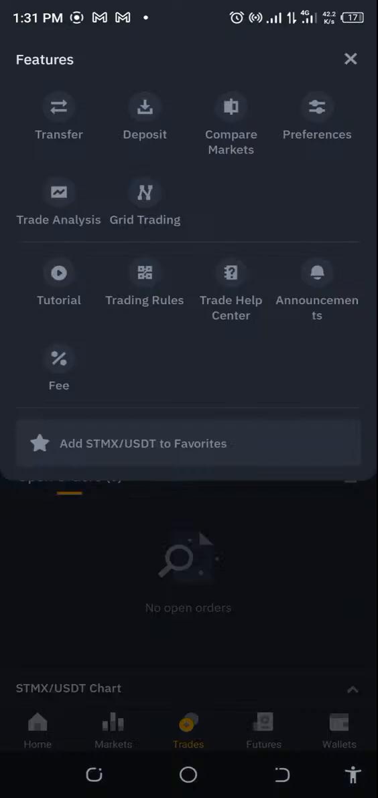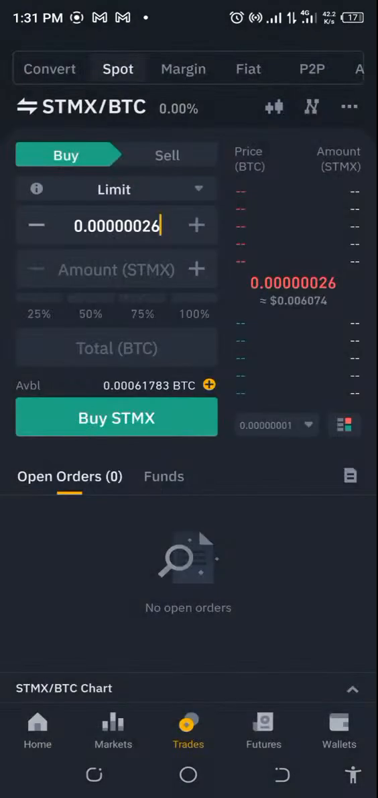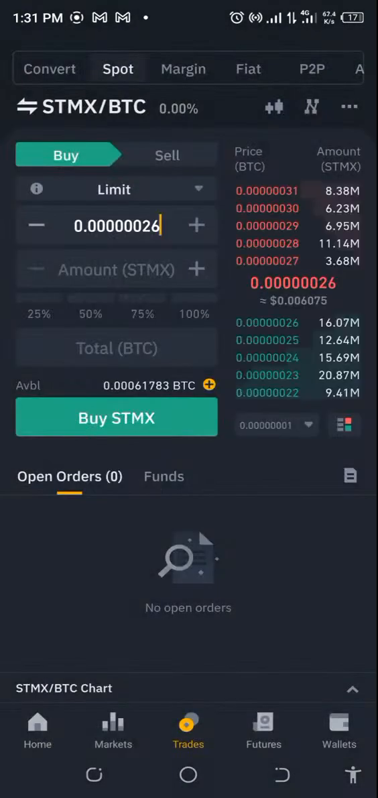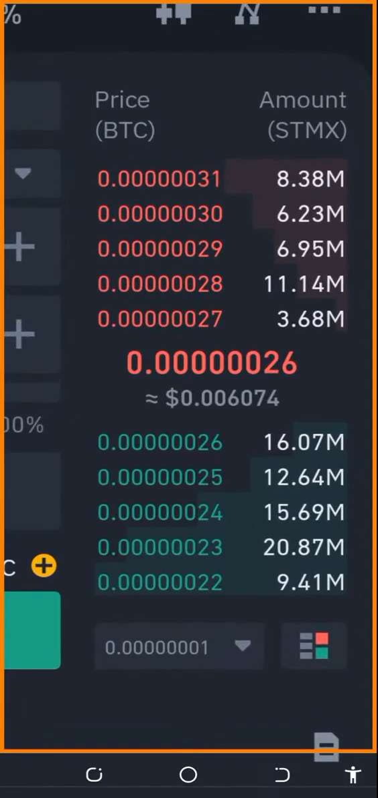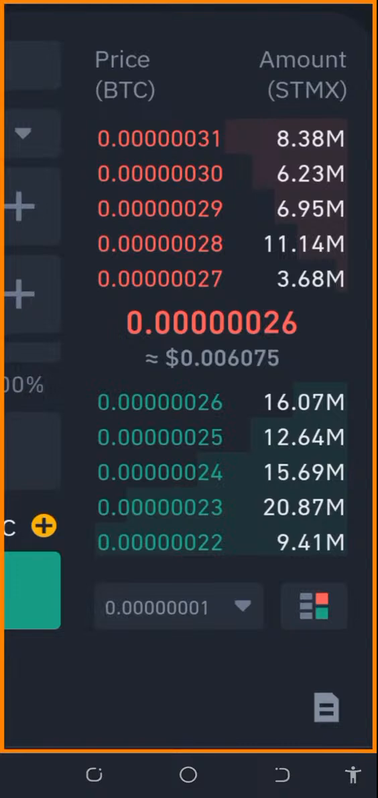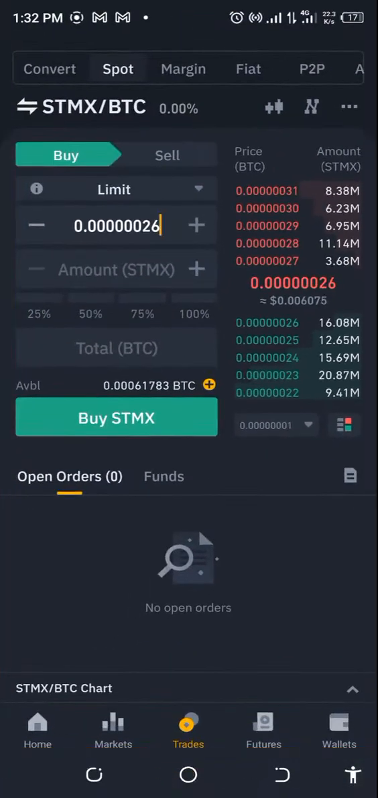So I'm going to go straight to using STMX BTC. And before I do anything, let's take a look at this market price. The market price is 0.000026. Now I'm going to still buy by limit, okay? But this time around, I'm going to choose one of the prices here.